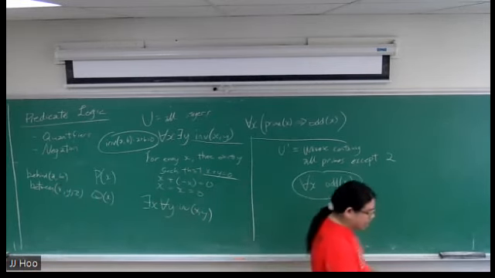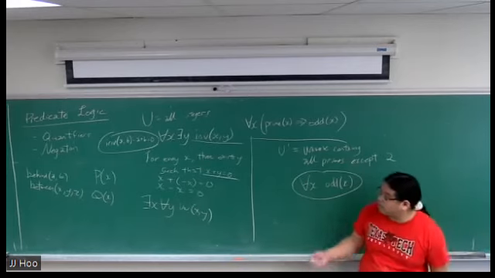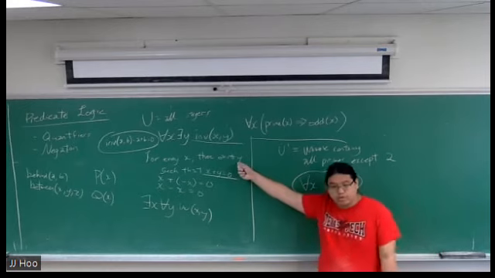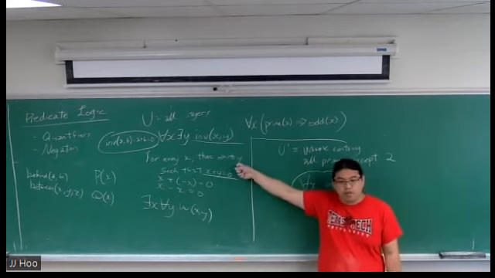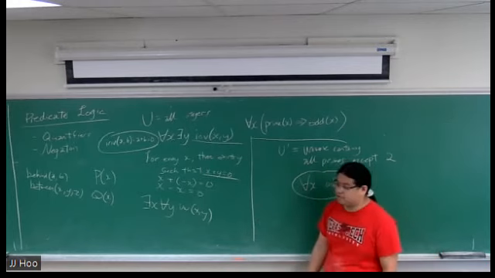And now that we've written it in predicate form, it's a lot easier to negate, right? So maybe negating this statement would be a lot harder if I'm just looking at the English, right? What's the opposite of for every x there exists a y such that x plus y is 0?